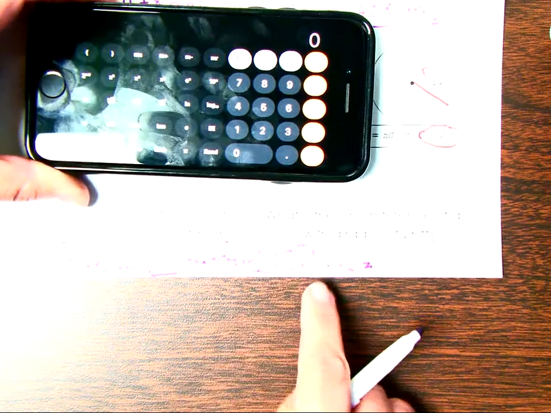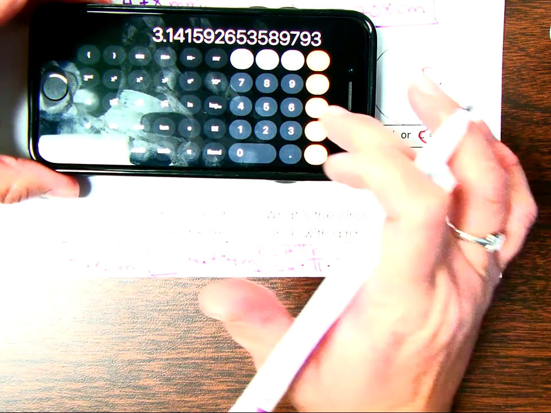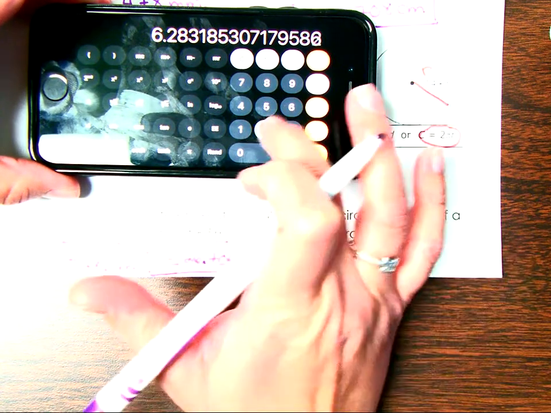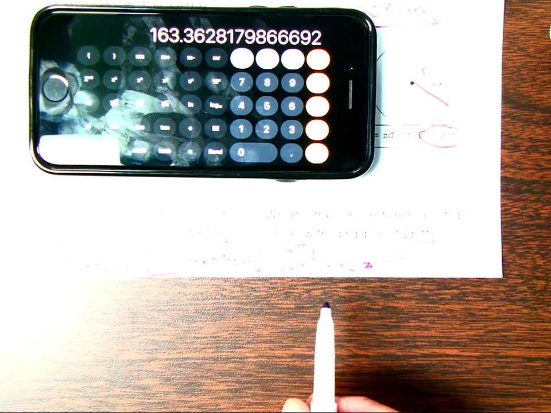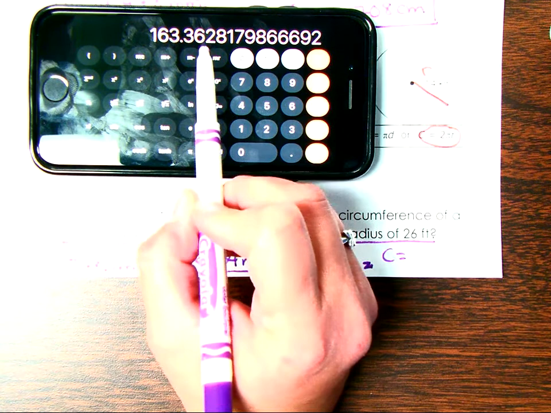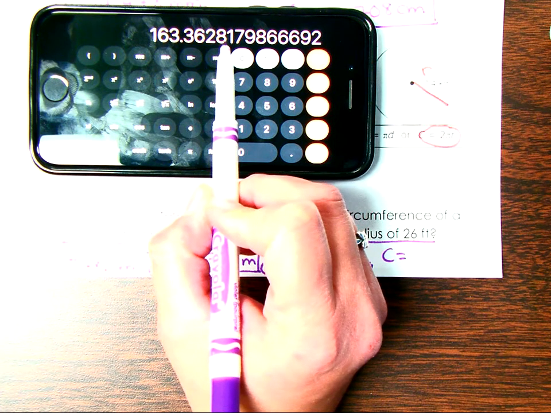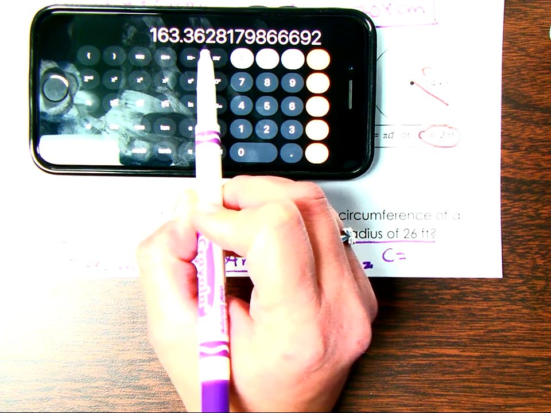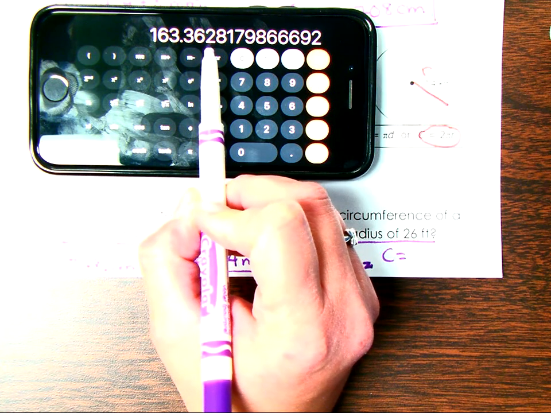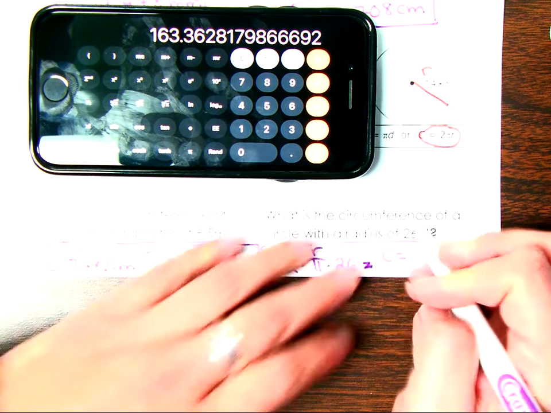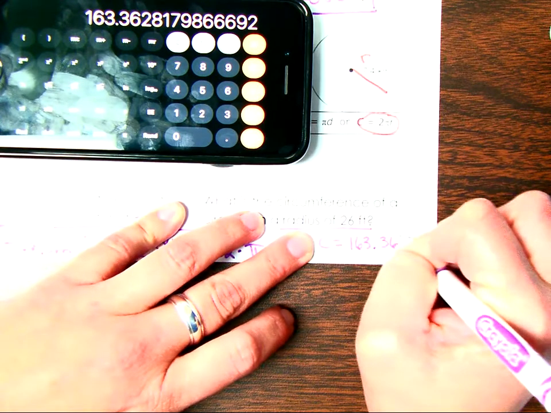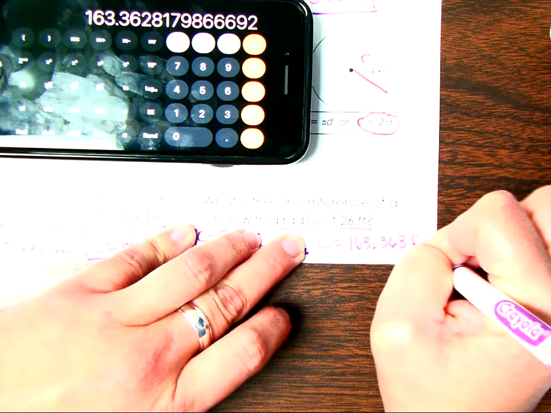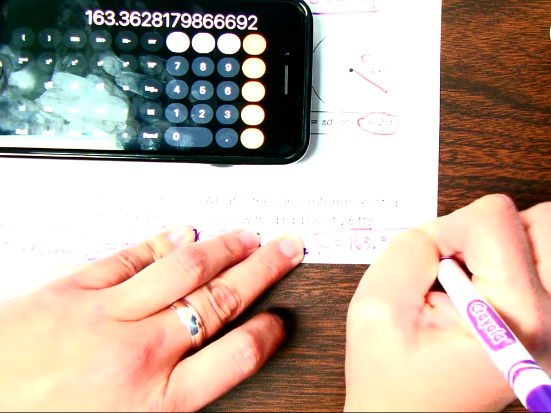All right, now the next one, 2 times pi times the radius is 26. So we got 163.362. Well, that's the thousandths. So look at the next number. 4 or less, let it rest. 5 or more, add 1 more. So that's going to be 163.363 thousandths. And that was in feet.